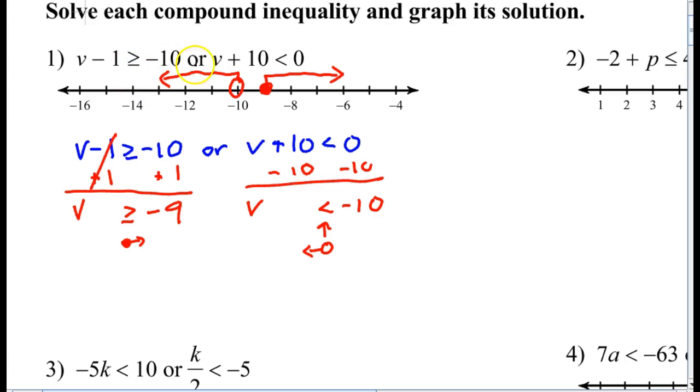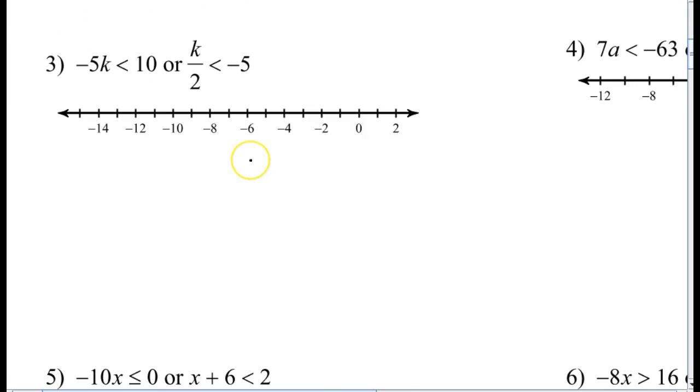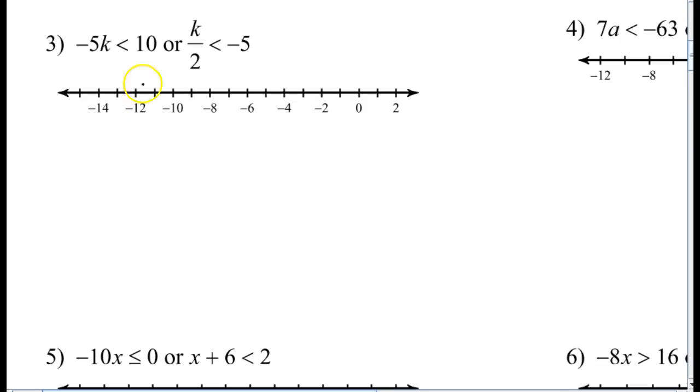So these are adding, subtracting. So of course if it's subtracting, we add to both sides. If it's adding, subtract from both sides, do the opposite. Right? Go over to 3 and we have multiplying, dividing. So again, I'm going to recopy each of them so we have room to show the work.